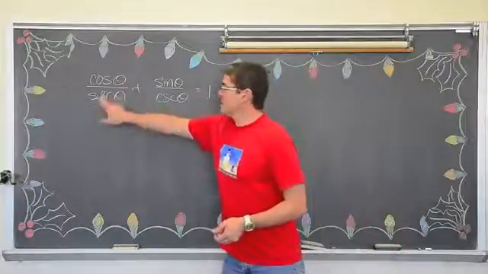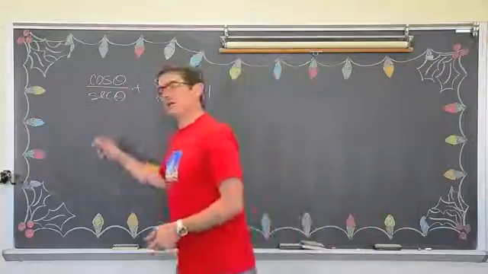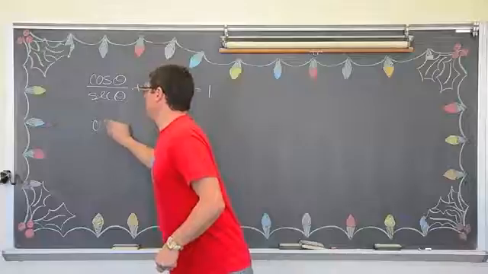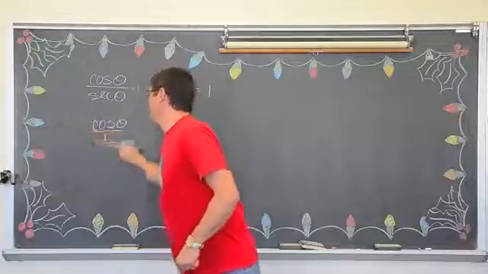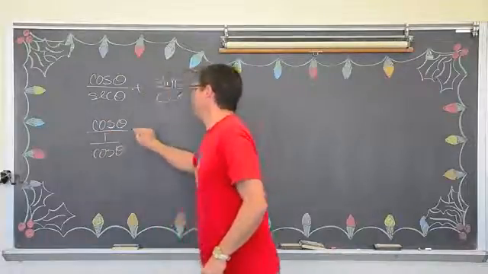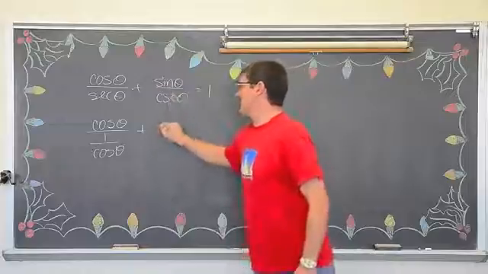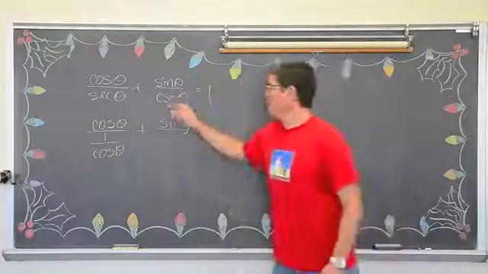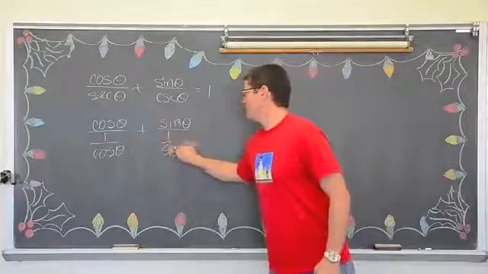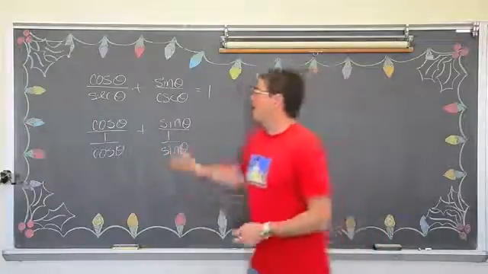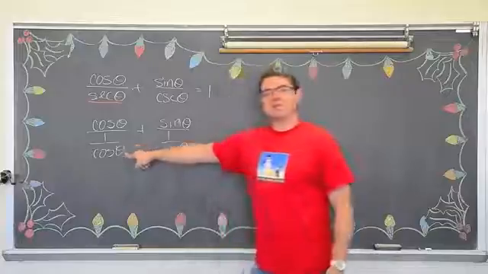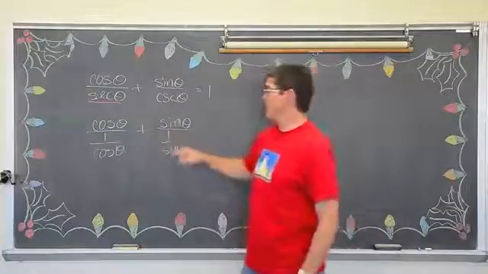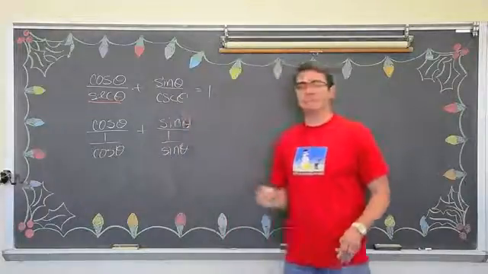Well, secant is 1 over cosine. So cosine theta over 1 over cosine theta plus sine theta over 1 over sine theta. You see what I'm doing? I'm taking out secant and replacing it with its reciprocal identity, and same thing with cosecant.